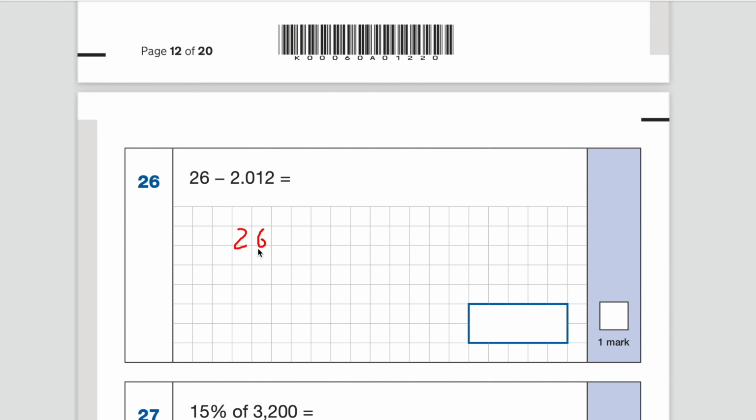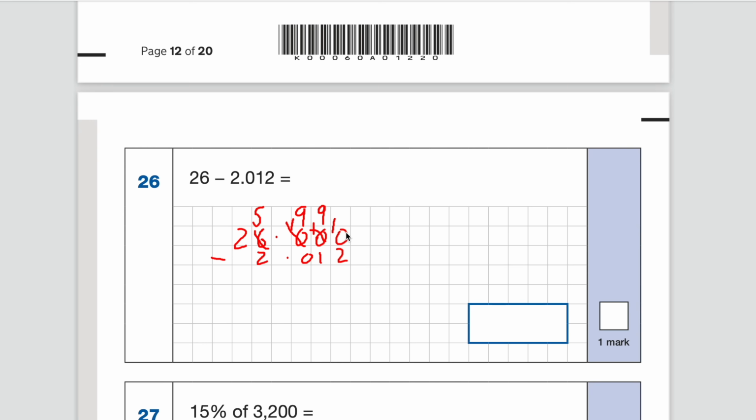Number 26, we've got a similar question here. So 26 subtract 2.012. Because there's nothing at the end, we can put our zeros there. So we do the same thing. We're going to borrow 1 from here. That's going to become a 5. I'm going to put our 1 there, carry the 1 there. We now have the number 10. I'm going to borrow 1 from that 10, turn that into a 9, carry that 1. We're now going to borrow another 1 from that 10. It's now a 9.